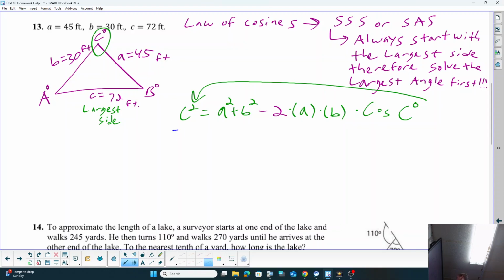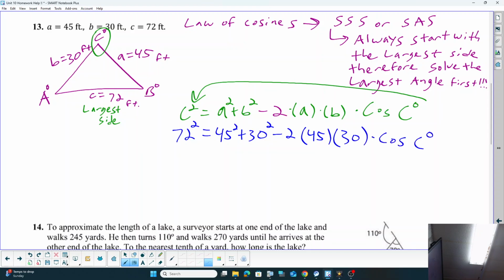So C is 72, so we have 72 squared. A is 45, so 45 squared, plus B is 30 squared, minus 2 times A, which is 45, and B, which is 30, times cosine of angle C.